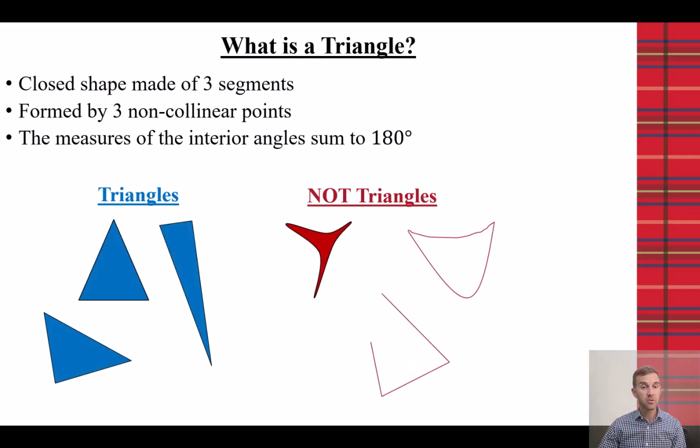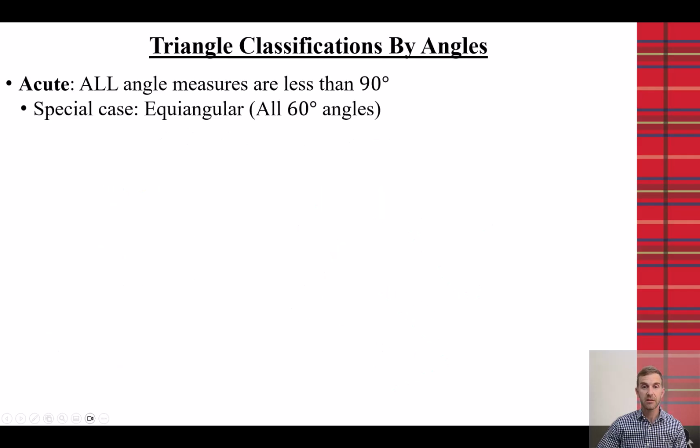On the left, we have closed shapes made up of segments, and on the right, we have shapes that are made up of curves or are not closed, so they are not triangles here on this right-hand side. Now we can classify triangles by angles and by sides. In angles, we have acute, right, and obtuse angles as possibilities. Acute triangles have all angles less than 180 degrees. Here's an example of one.